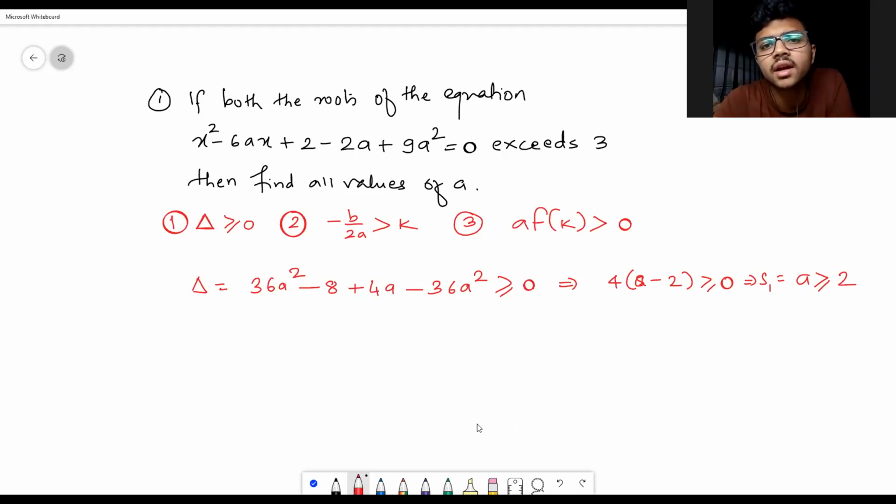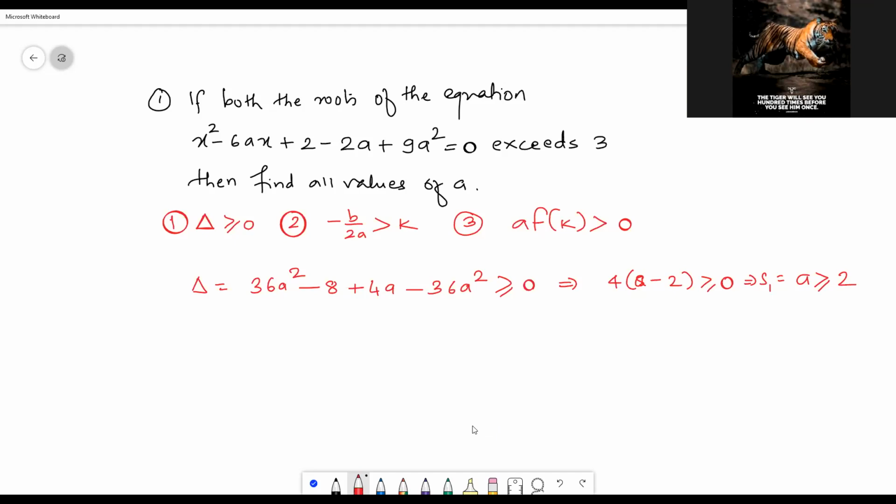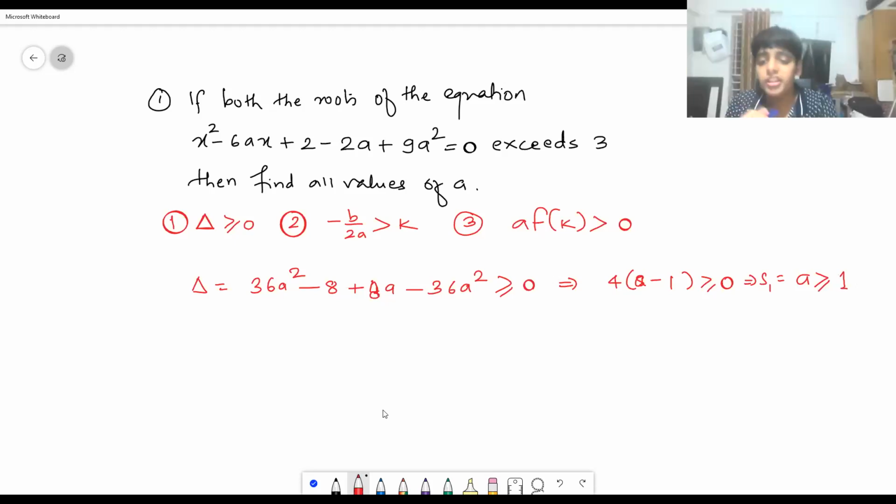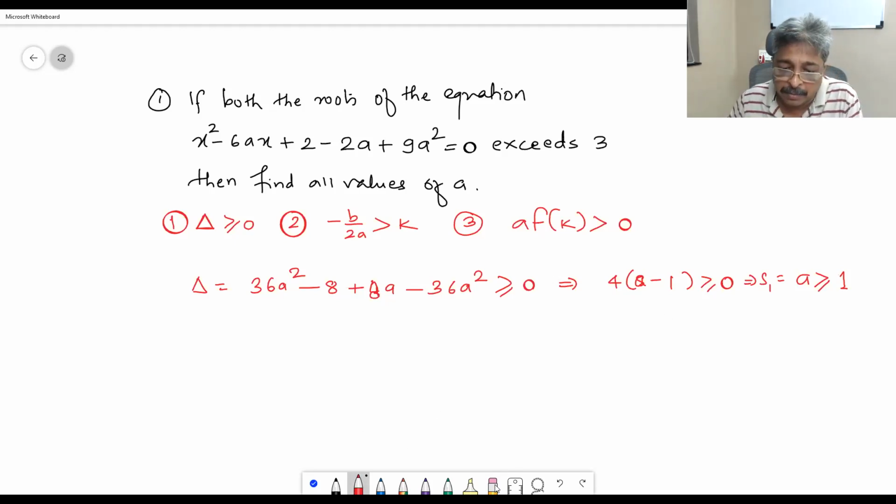Sir, it could be 8a, right? Yes, sir, 8a. Okay. So this is 8 inside the bracket, a minus 1. Therefore, a must be greater than equal to 1. Is that right? Sir, instead of 4 there must be 8 in common. Okay, correct.